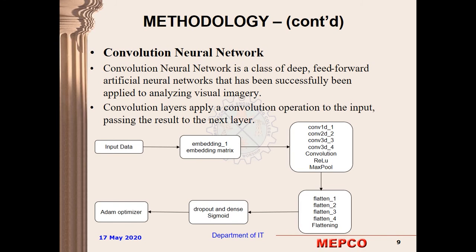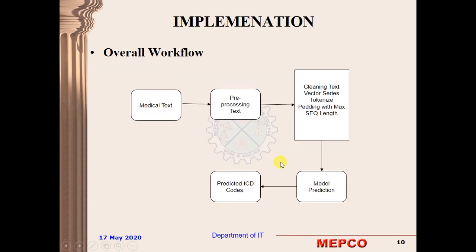We built the model using a convolutional neural network, which performs well on text data too, and this is our architecture. The overall workflow is to take the medical data and first pre-process the text, which involves cleaning the text, tokenizing, and padding to the same length, and then model prediction.